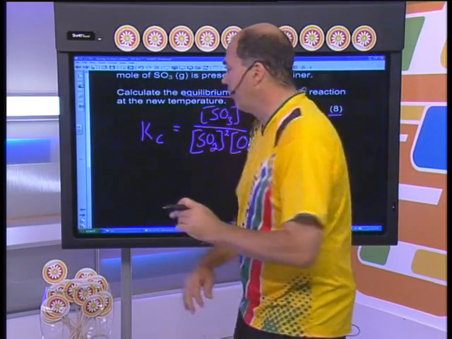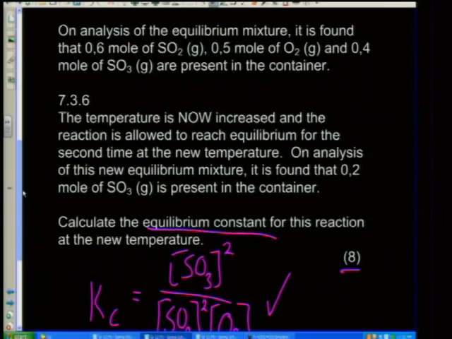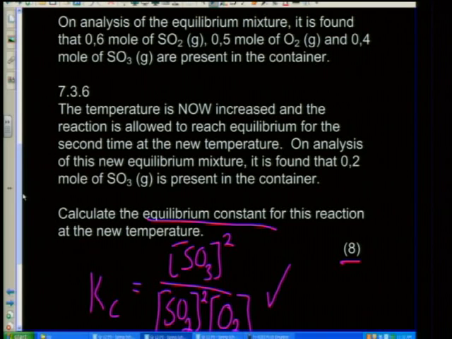Before you do anything else, before you go to calculations, write down what we were given. You can write that down straight away. Notice I haven't even processed what we were given. So now what it says the temperature is now changed from the original situation and increased. So we know it's increased. We'll talk about what we expect. The reaction is allowed to reach equilibrium for the second time at a new temperature. On analysis, at the new equilibrium mixture is found that 0.2 moles of SO3 is present in the container.